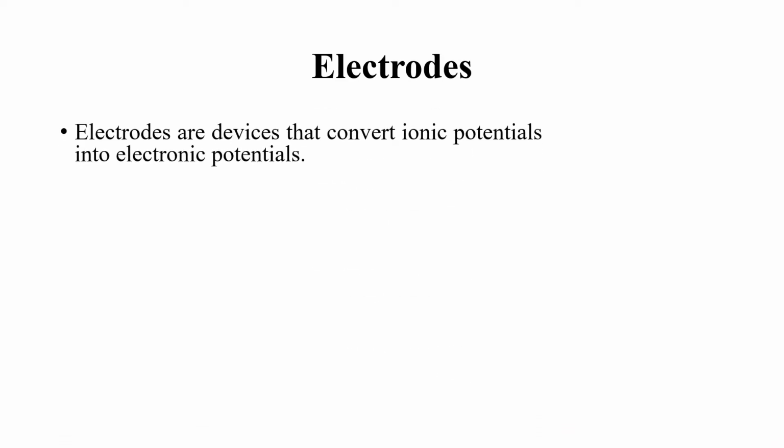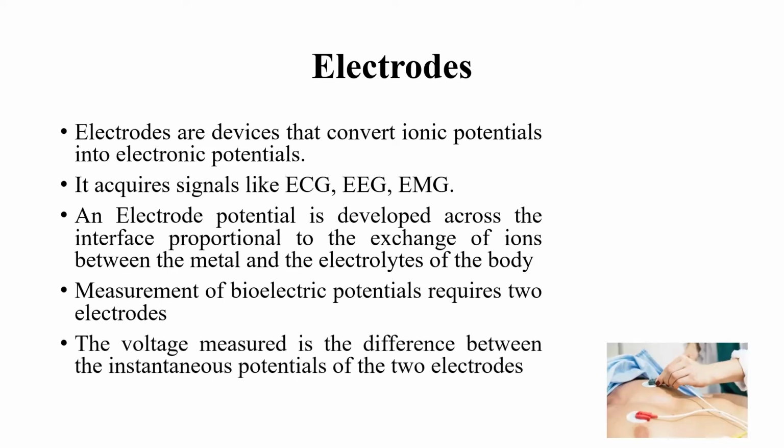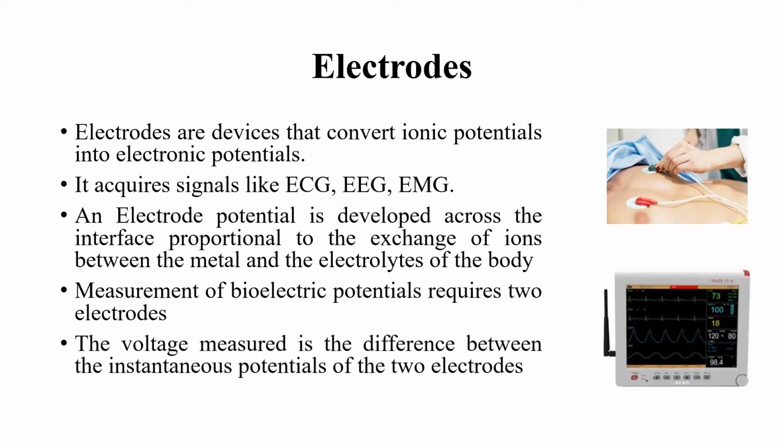As we already saw what an electrode is in the previous sessions, we will have a short recap on it. Electrodes are devices that convert ionic potential into electronic potential. So the acquired signals like ECG, EEG and EMG, that is electrocardiography, electroencephalography, electromyography. The electrode potential is developed across the interface proportional to the exchange of ions between the metal and the electrolyte of the body.